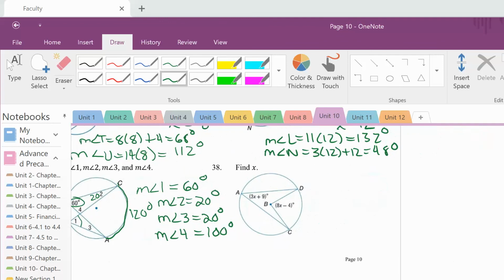All right, for 38, to find x, well, notice that angle A and angle B both intercept the same arc. So 3x plus 9 has to equal 8x minus 4. So 5x equals 13.